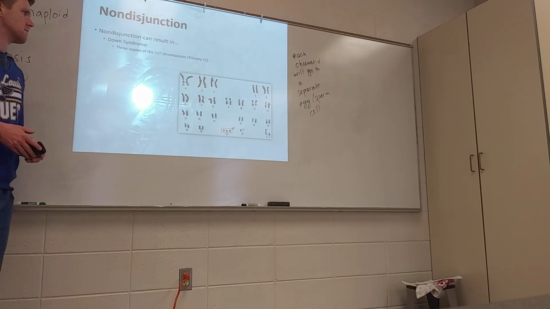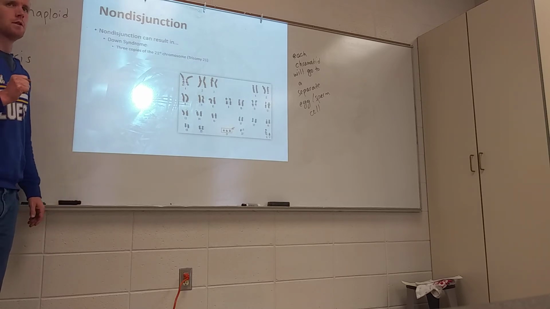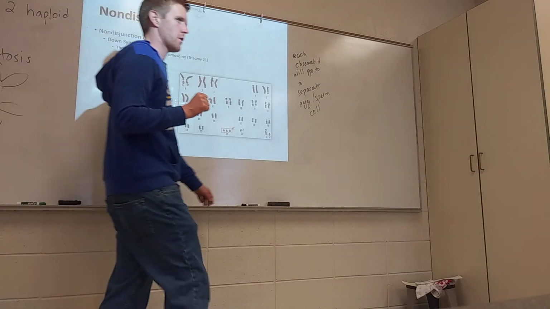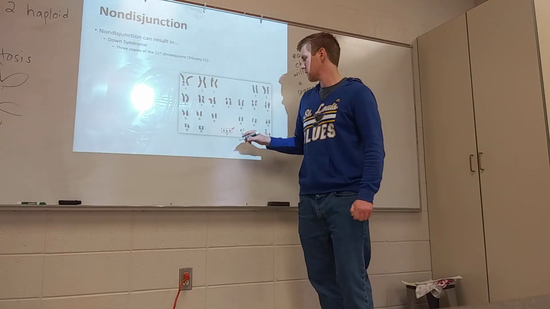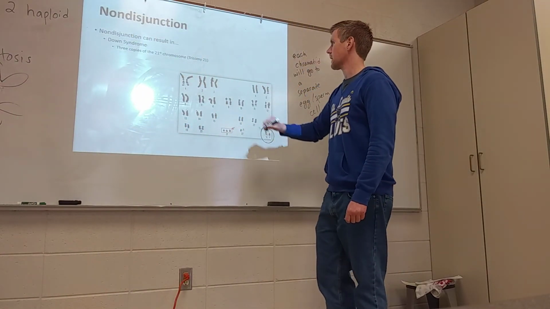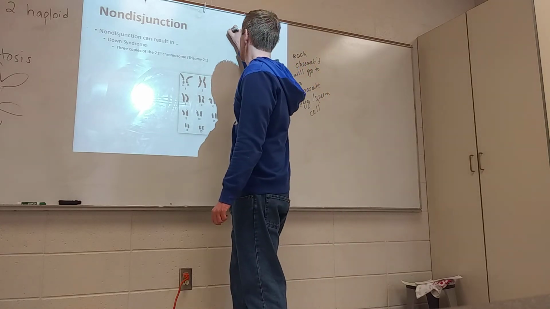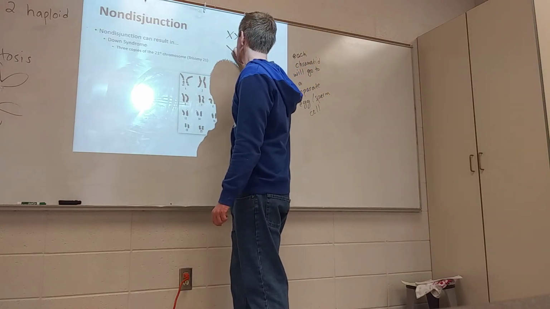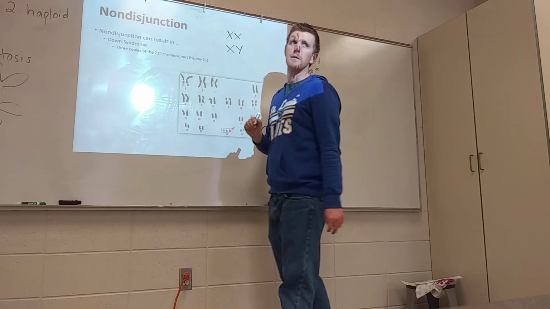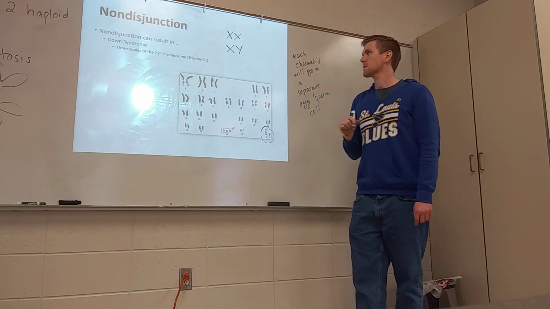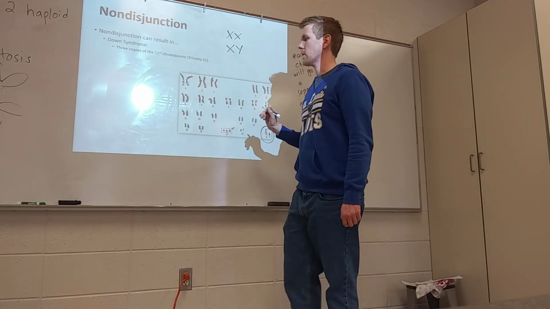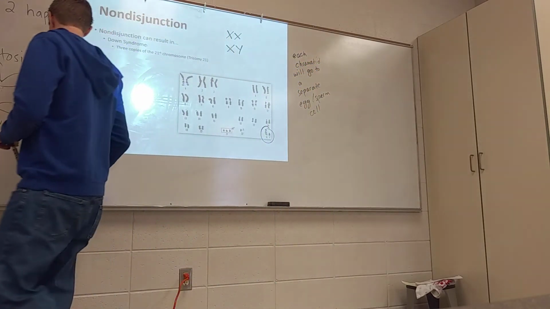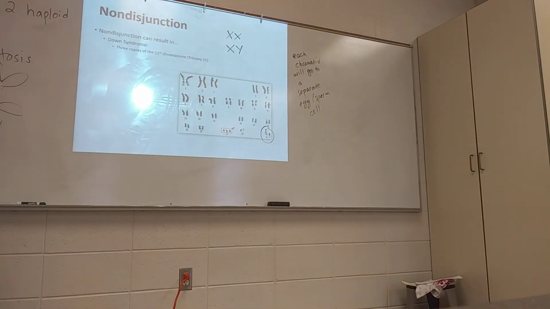A couple other non-disjunction examples that still confer long-term survival involve non-disjunction of the sex chromosomes. Now, if you are a female, you are XX, and if you are a male, you're XY. But sometimes there are errors in the copying process of those. Non-disjunction occurs, and you might get an extra X, extra Y, maybe missing an X. So what are some possible things that can result from that?